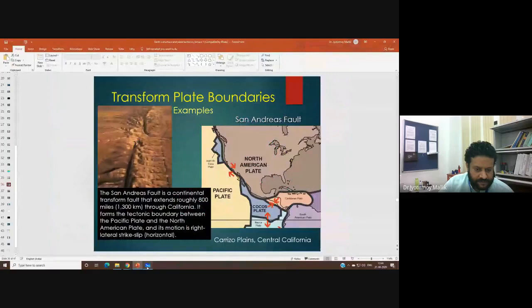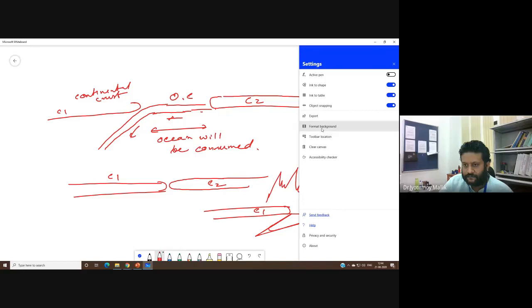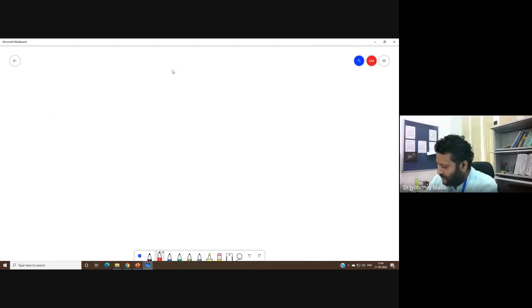Suppose I have this one plate boundary, a transform fault or plate boundary, and then this is my motion indicator. Motion indicator means, if I put an indicator like this, that this is plate A and this is plate B. So plate A is moving in this direction, up, and plate B is moving down, with respect to the paper.